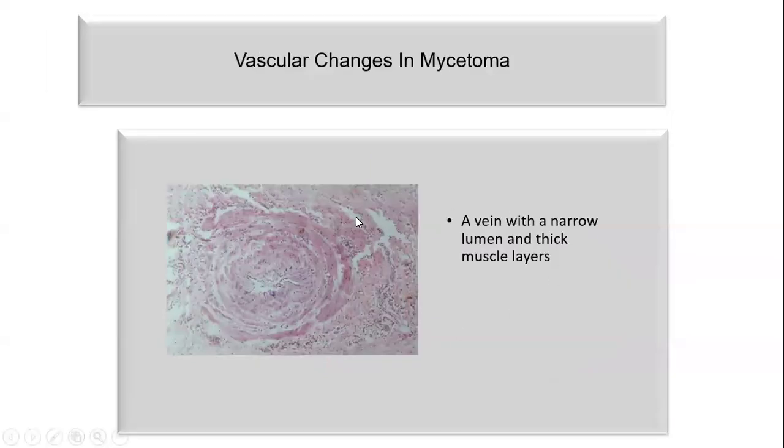What about the vascular changes? This is actually a vein, and as you can see, the lumen of the vein, the center here, is very narrow, okay, and it has thick muscle layers.